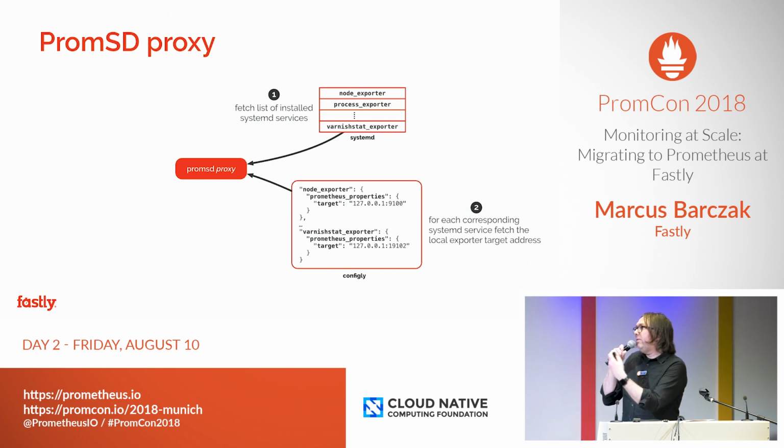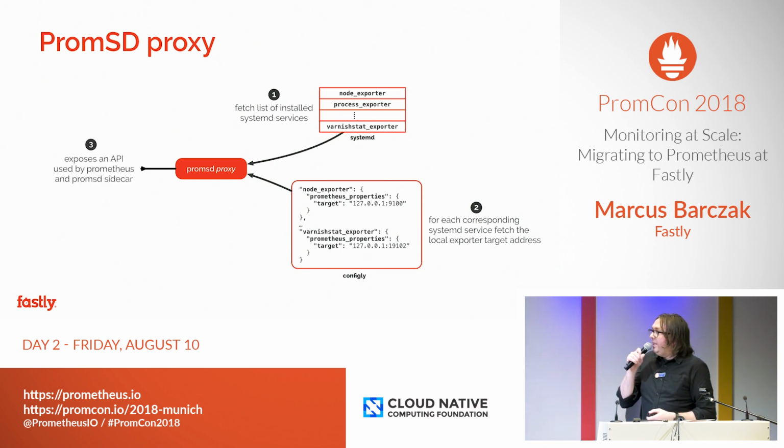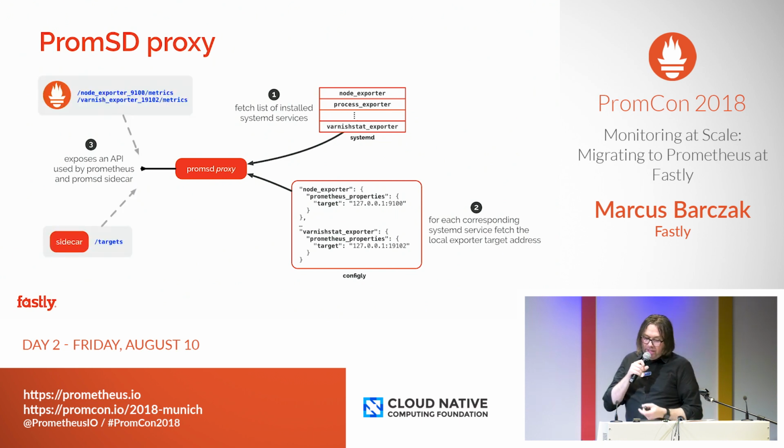So if an engineer deploys a new service, it pops up in systemd. If it's got Prometheus properties, the PromSD proxy knows about it. And then that exposes the API that's consumed by both the sidecar and also by Prometheus. From that API, the targets endpoint that the sidecar requests will give the list of all of the targets that are available on that host.